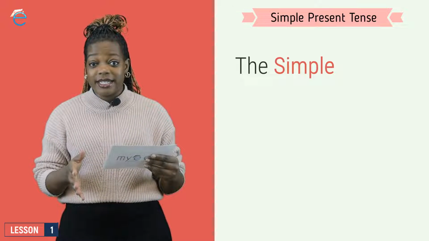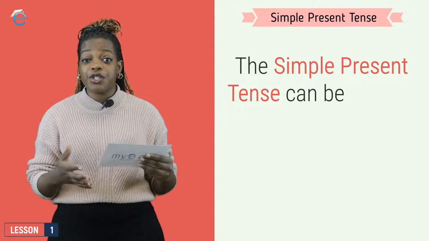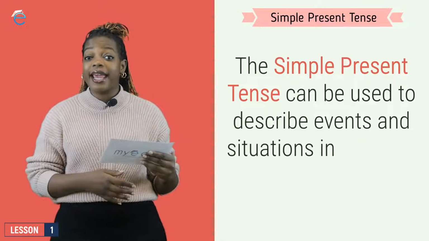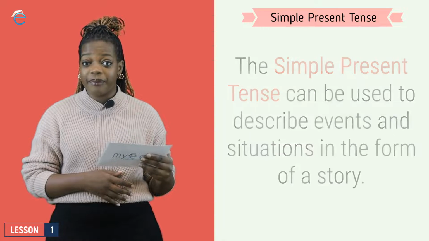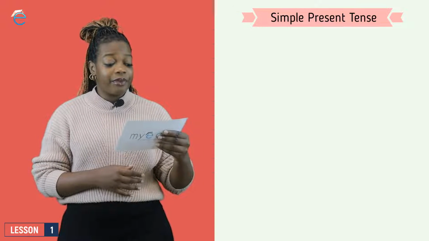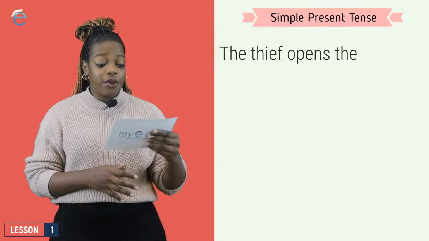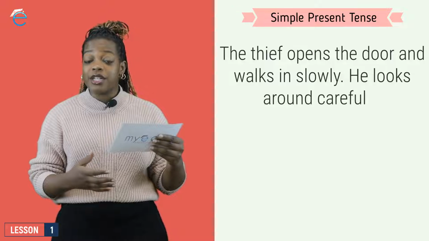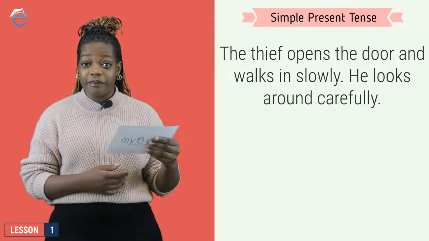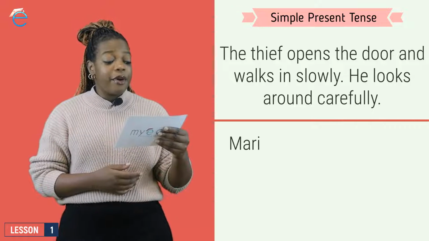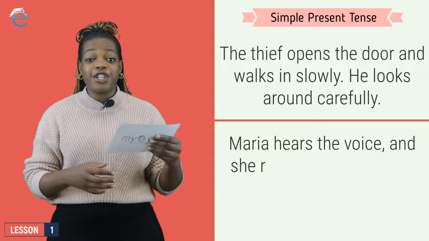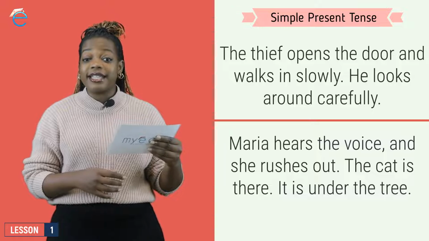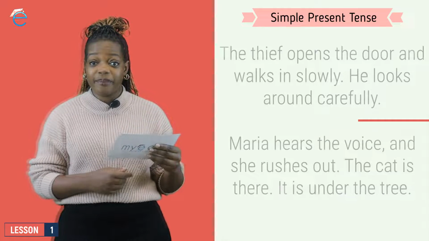The simple present tense can also be used to describe events or situations in the form of a story. For example, the thief opens the door and walks in slowly. He looks around carefully. Or, Maria hears the voice and she rushes out. The cat is there. It is under the tree.